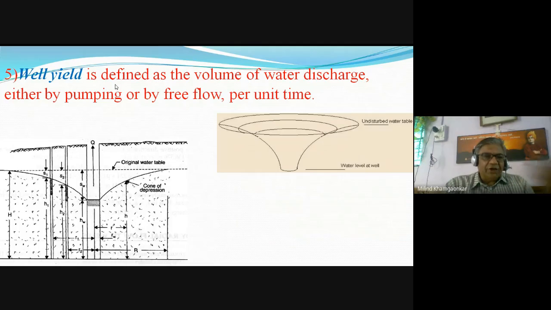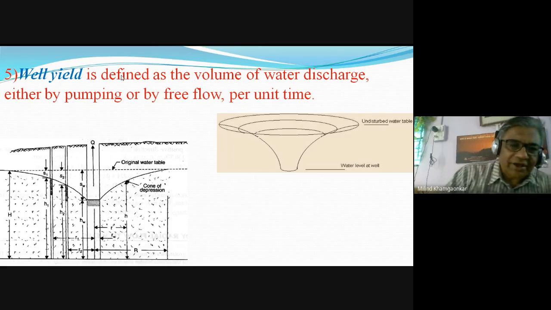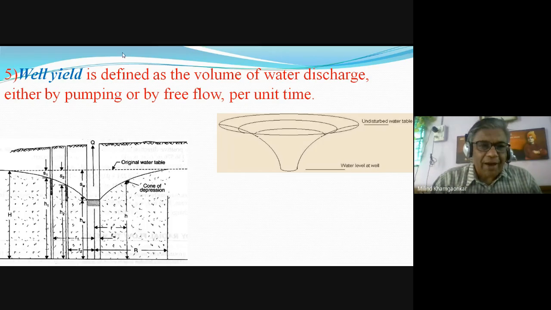Now well yield. Yield we have very nicely understood earlier. Well yield is nothing but the quantity or volume of water discharged, either by pumping or by free flow, per unit time. Maybe per minute, per second, per hour. Cubic meter per second, cubic meter per minute, cubic meter per hour, cubic meter per day is called the well yield. The amount of water we can take out from a well by pumping in an hour, a minute or a day is called the well yield.